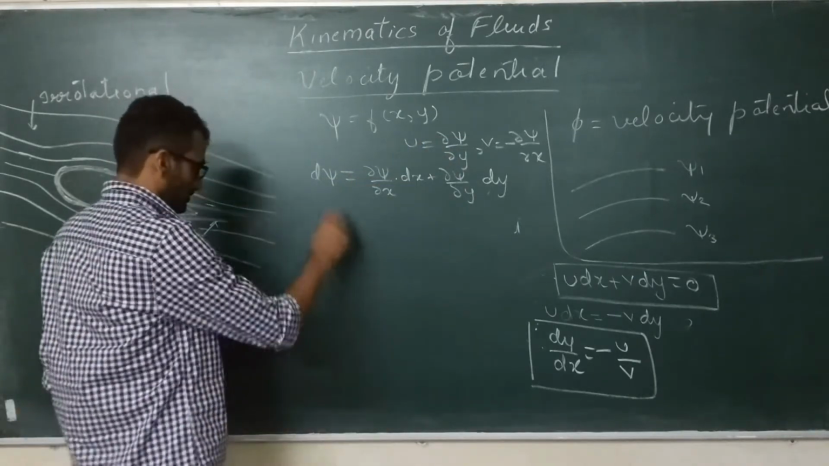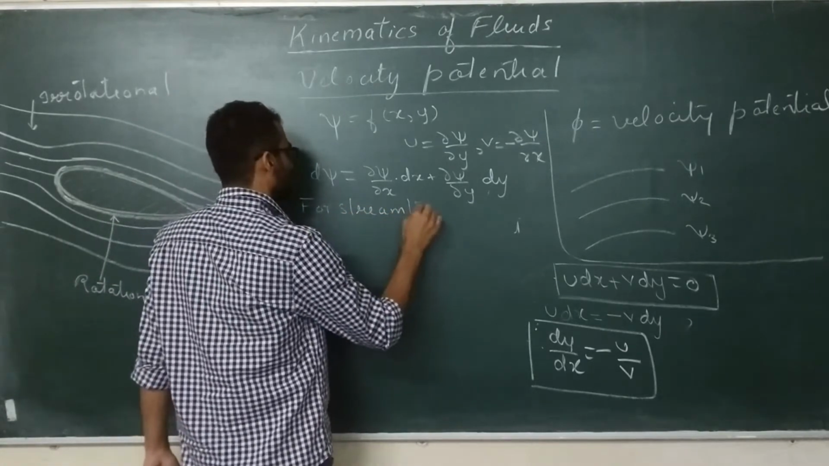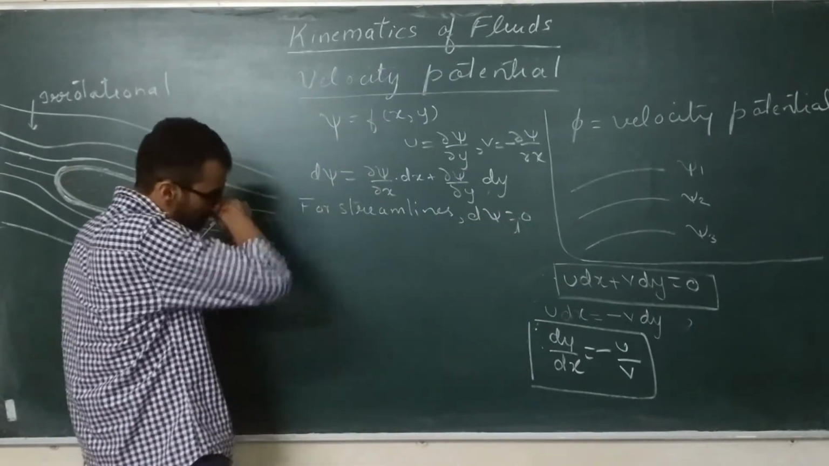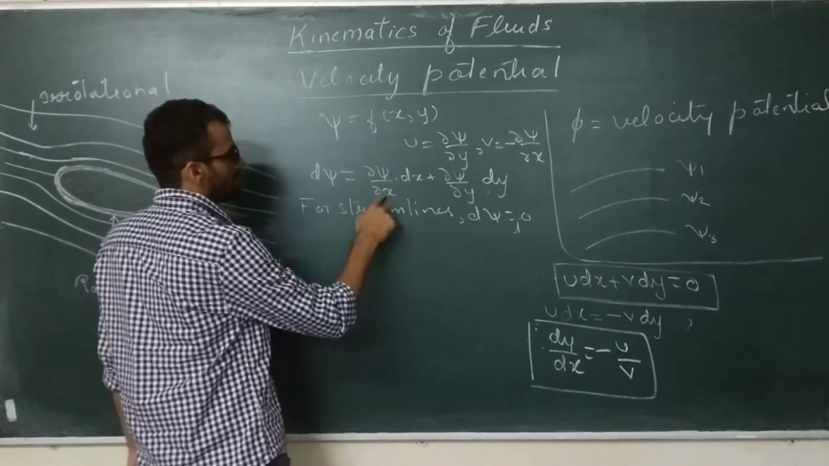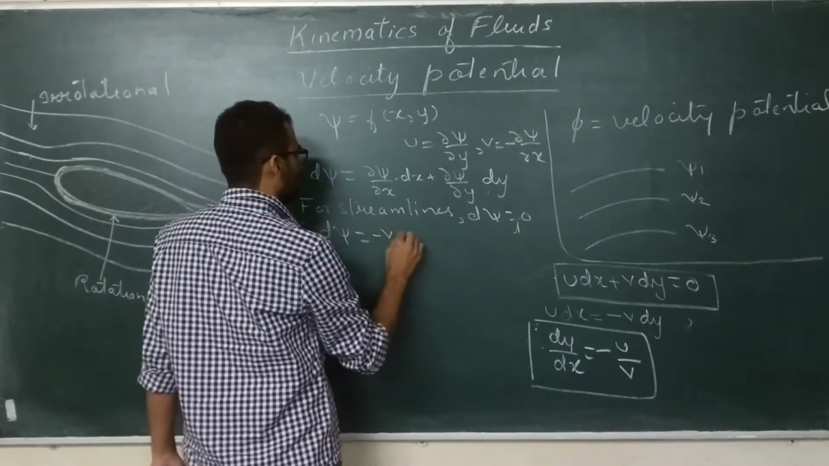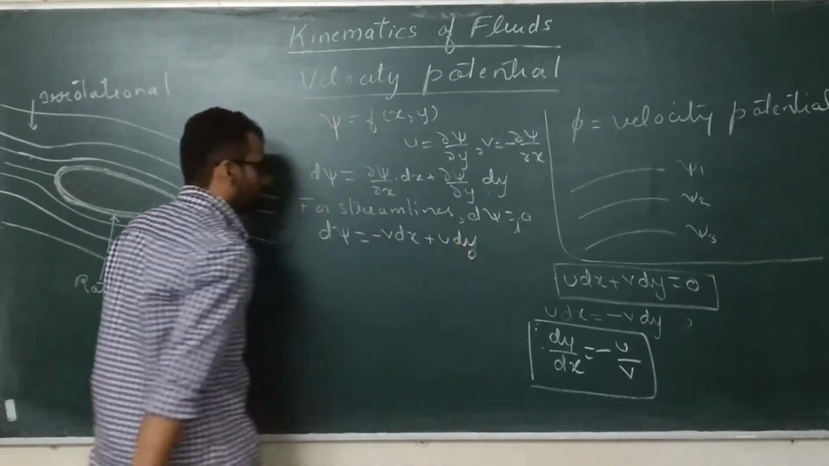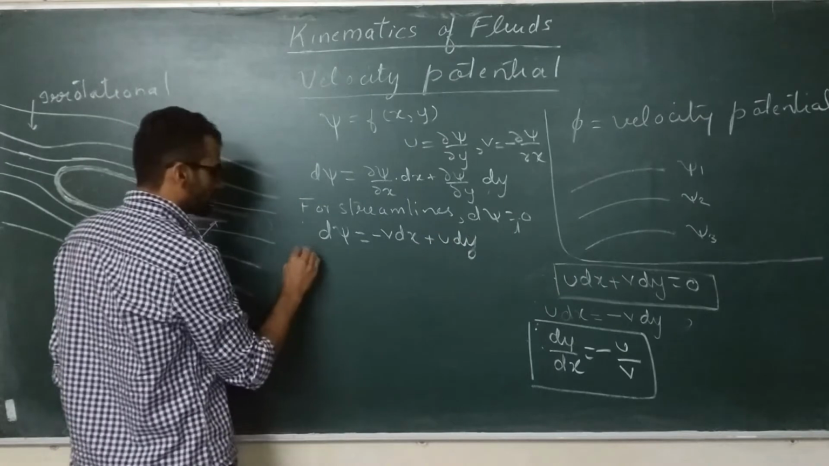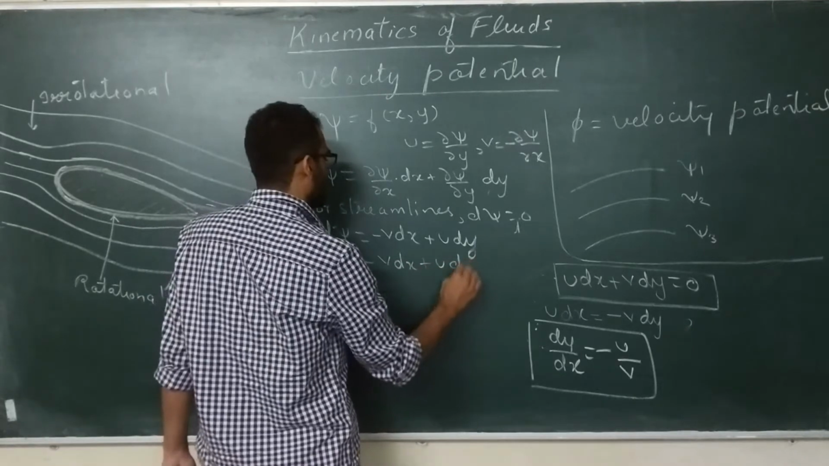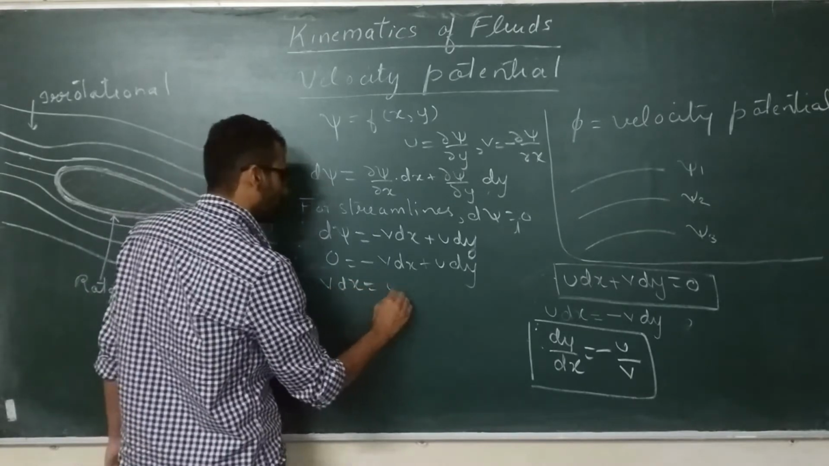Now for streamlines, d psi will be equal to 0. Therefore, we can write, del psi by del x is minus v. Therefore, d psi will be equal to minus v dx plus del psi by del y, which is u, dy. And for streamlines, d psi is equal to 0. So, for streamlines, we have minus v dx plus u dy equal to 0. Therefore, we have v dx equal to u dy.